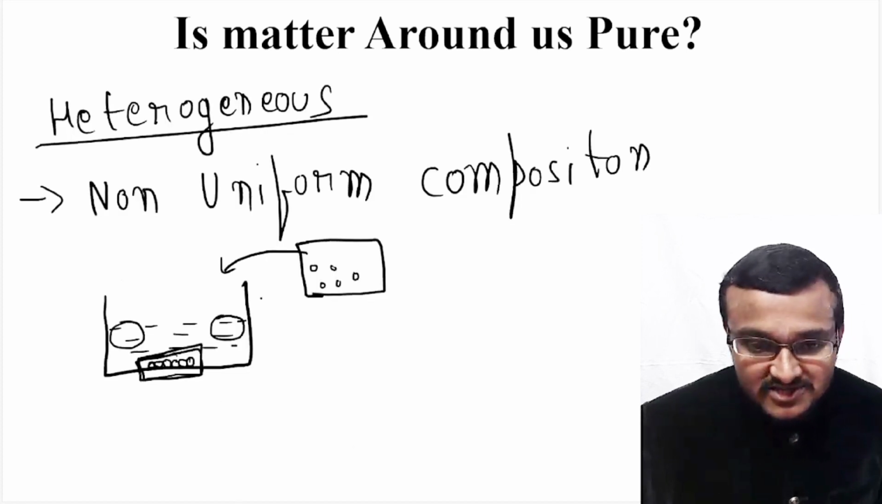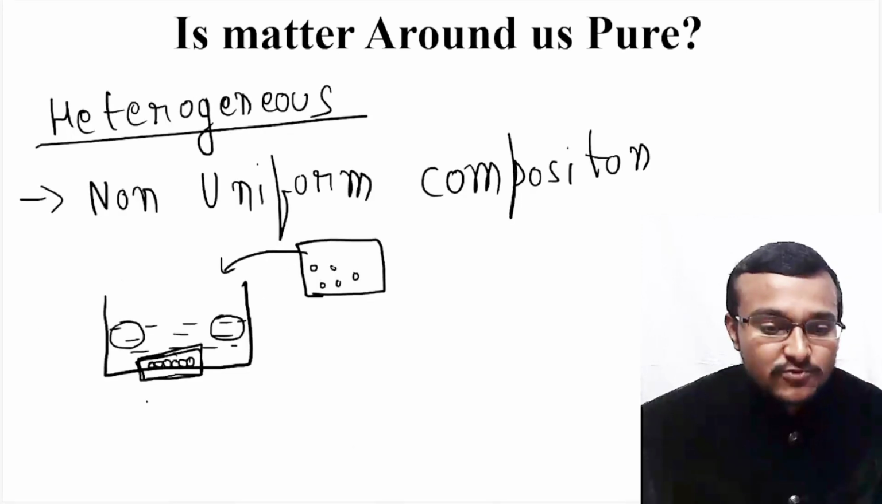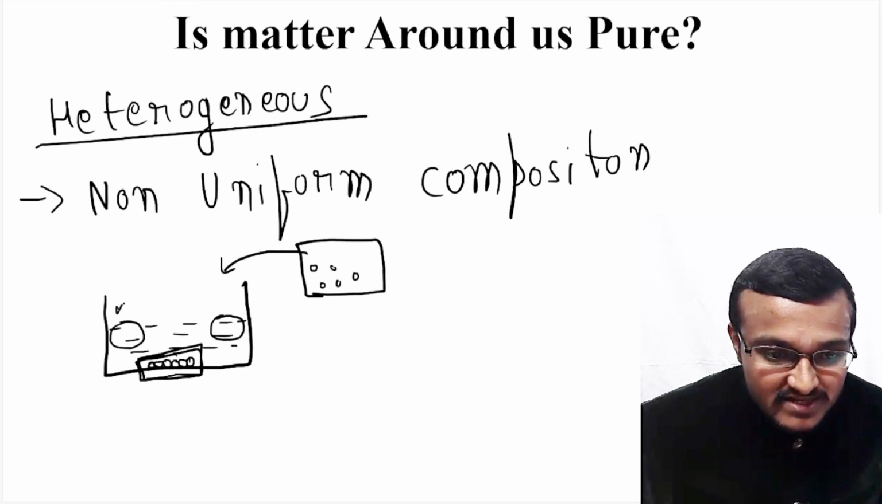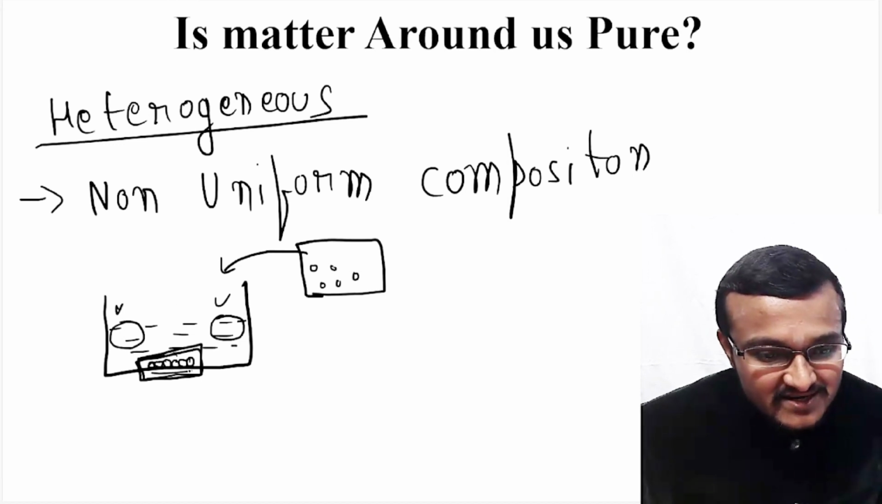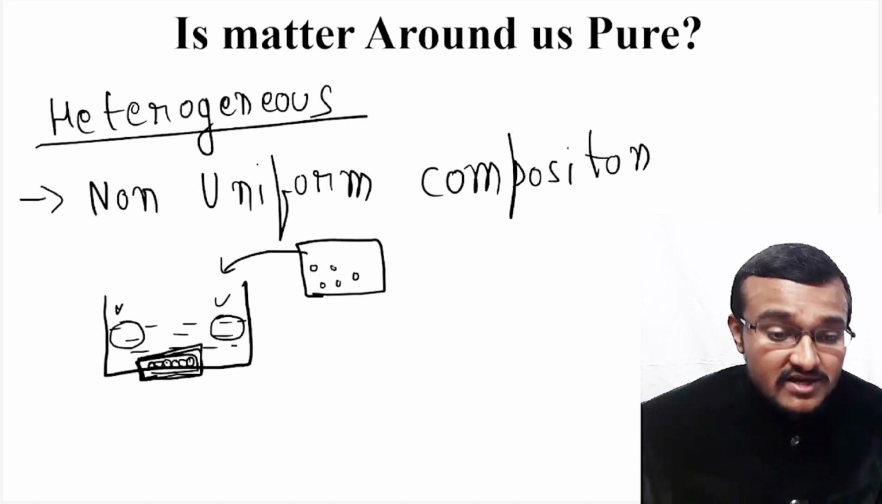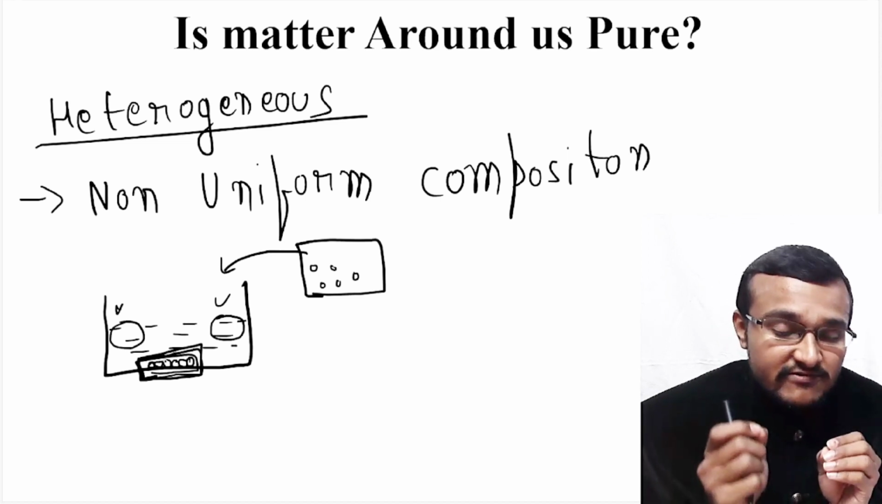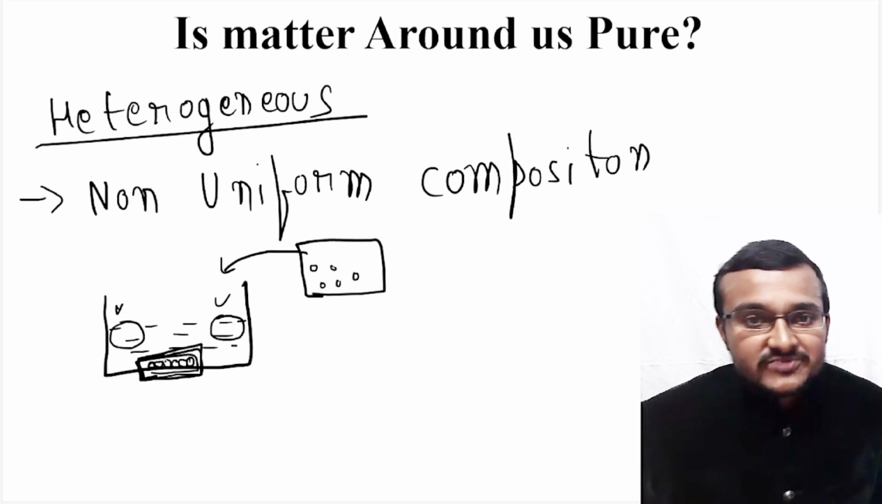But in heterogeneous mixture, if you are putting sand particles in this water, you will not find sand particles everywhere in this water. You will find sand particles only at certain positions in this water. So that's why this kind of mixture is known as heterogeneous mixture.